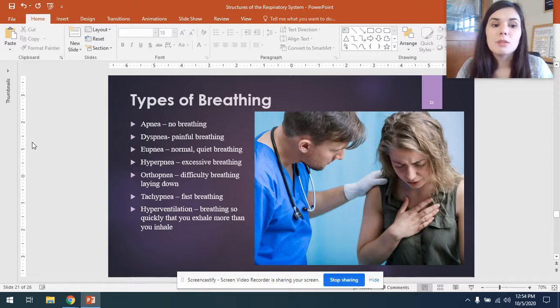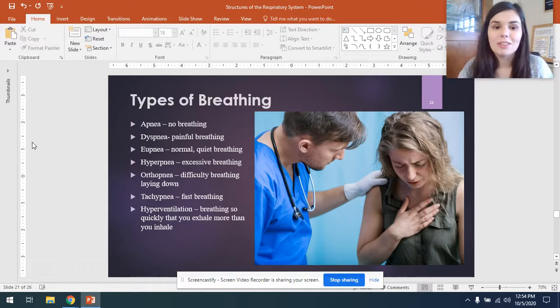There are many different types of breathing. The first one that we're going to talk about is apnea, which means no breathing. So remember, A means without. So apnea is not breathing at all. Dyspnea is painful breathing. Eupnea is normal, quiet breathing, just your normal breathing.